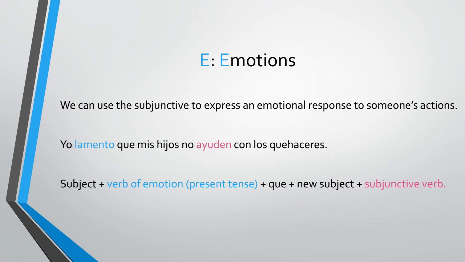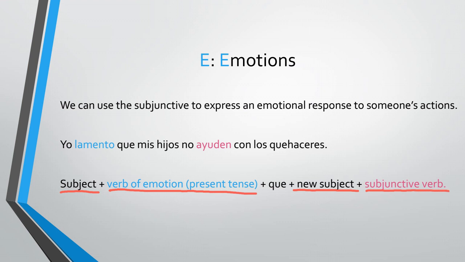The format of the sentence is also really important. So if you look at the model that I have here below, you'll see that there's 2 different subjects. So it's not the same person. We start with a subject and then we add a new subject right before the subjunctive verb. The other thing that's really important is that our first verb, our verb of emotion, expressing the emotional response, is in the present tense.